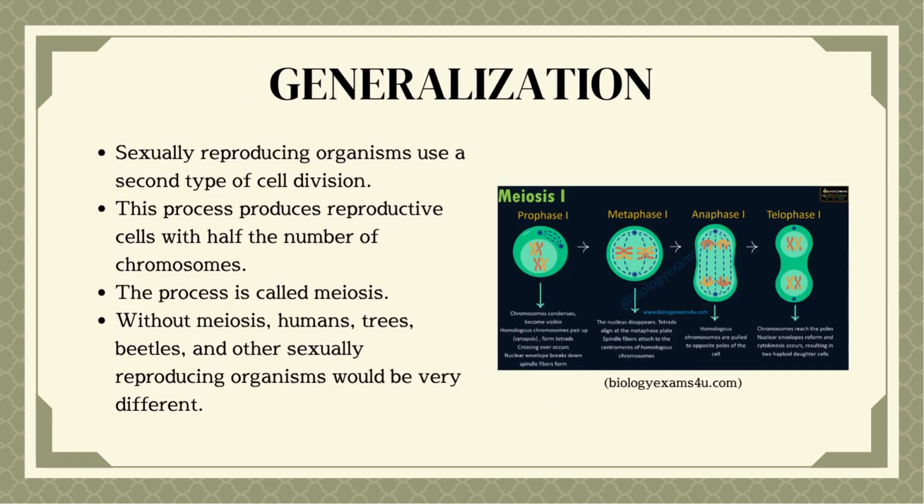Lastly, for our generalization, sexually reproducing organisms have a second form of cell division that produces reproductive cells with half the number of chromosomes. This process is called meiosis, and without it, humans, trees, beetles, and all other sexually reproducing organisms would be vastly different than they are today.